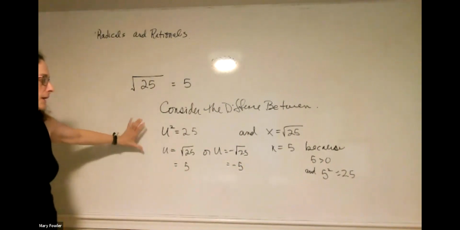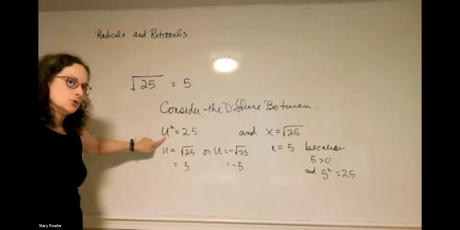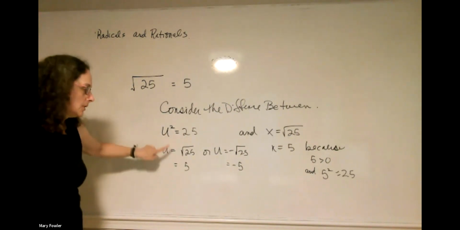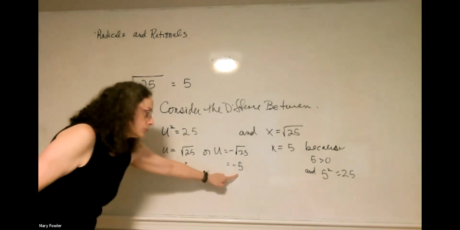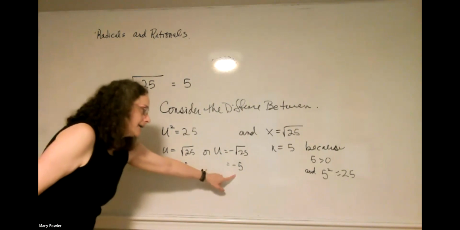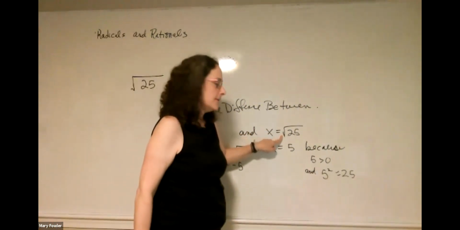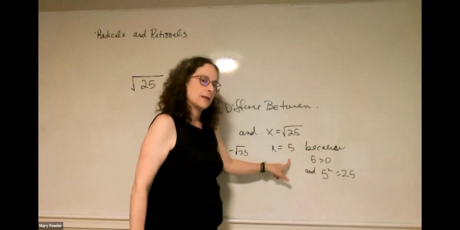Okay, so the difference is if we're asked to solve the equation u squared equals 25, we have two roots to that equation, two solutions, 5 and minus 5. If we are just asked for the square root of 25, then there's only one value, and that's 5.